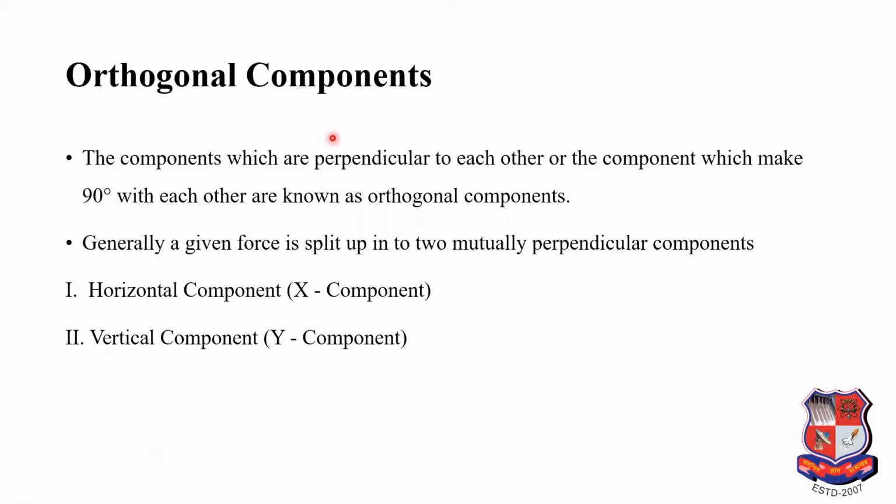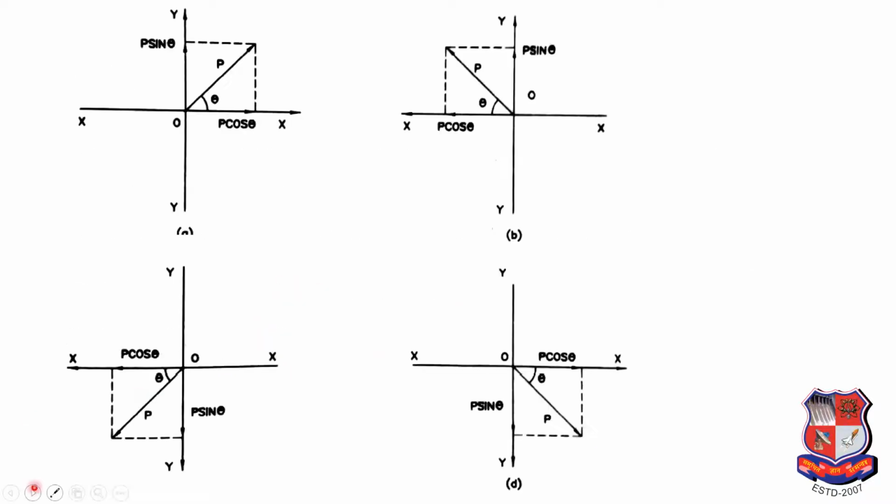Okay. So, if we discuss the orthogonal component, then try to focus over here: the components which are perpendicular to each other, or the components which make 90 degree with each other, are known as orthogonal components. Generally, a given force is split up into two mutually perpendicular components. One is horizontal component and the second one is vertical component, that we all know, means x component and y component.